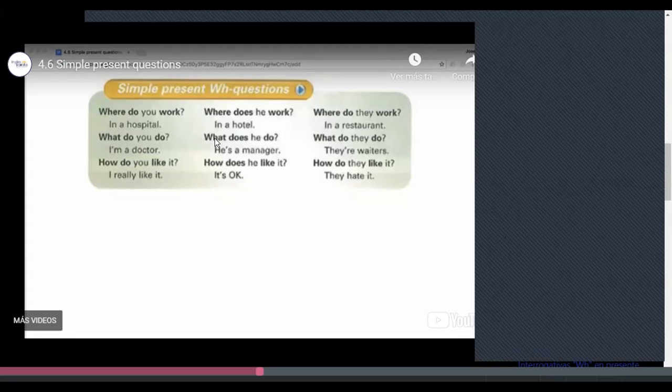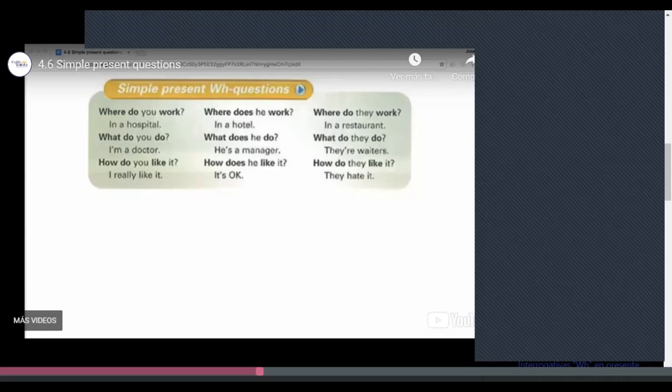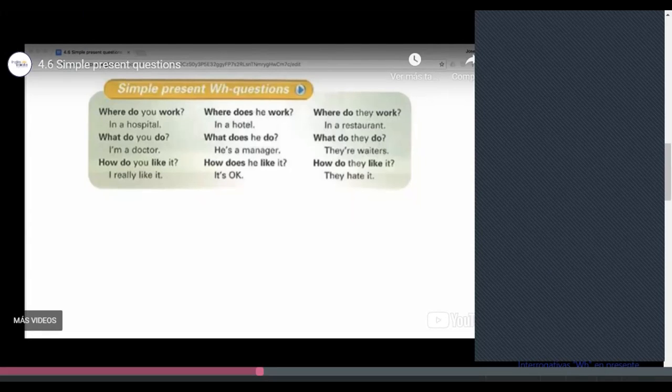He's a businessman. Correct. He's a businessman. And who remembers where does Juan Jose work? He works at home. Correct. Y el work, le vamos a poner la S, right? De tercera persona. Preposición at home. He works at home. Repeat, guys. He works at home. Very well.